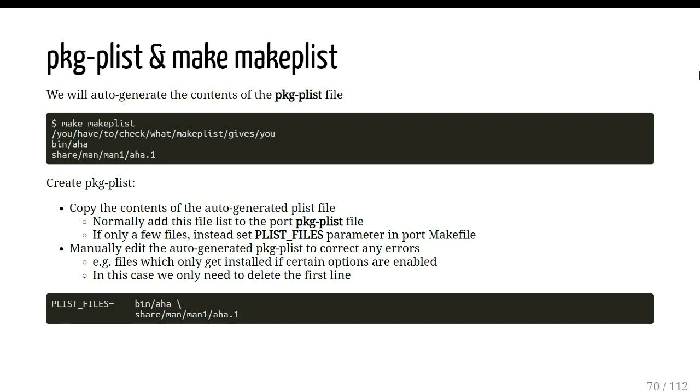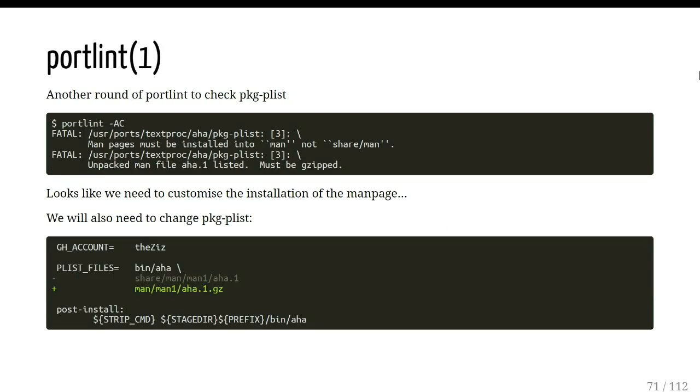It's saying don't just trust this, apply brain first. Also, given that there's only two files installed by this port, you really don't want to use a package plist file. Just define this in your Makefile. So instead of having a package plist file, just add two lines in your Makefile that look like that. I'm going to do a bit of an iterative development process and run another portlint.